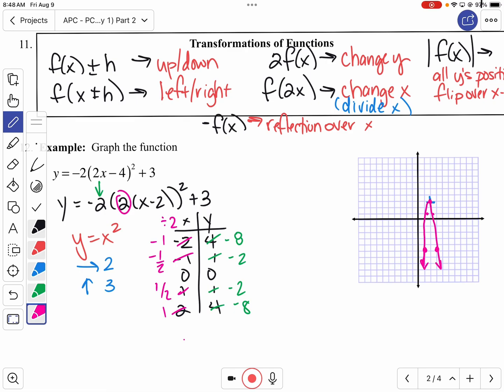So just working through all of our different transformations. Always start with that left-right shift, then deal with anything that's a factor. They're shrinking and stretching.